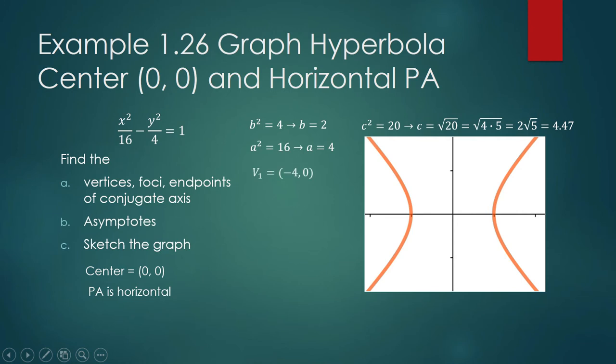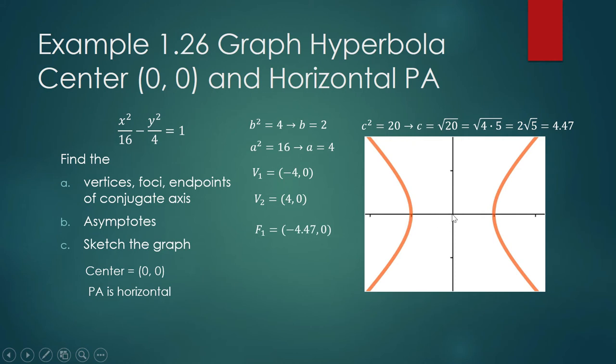What else? How do we know the coordinates of the vertices? From the center, and the principal axis is horizontal, 4 units to the left will give you one vertex, and 4 steps to the right will give you another vertex. That line segment is what you call the transverse axis.